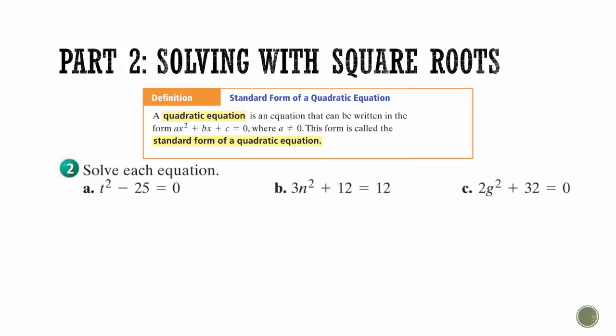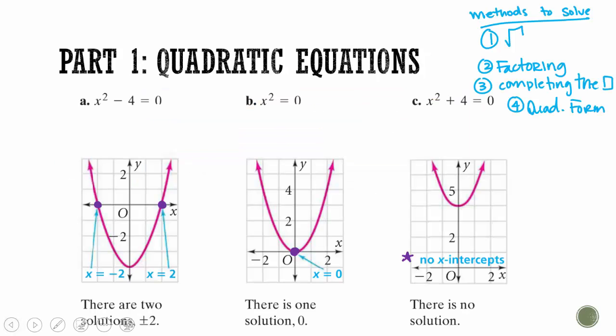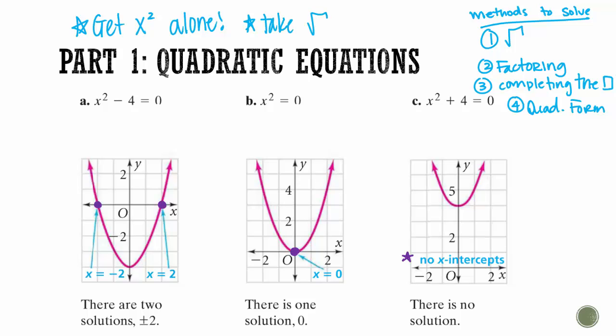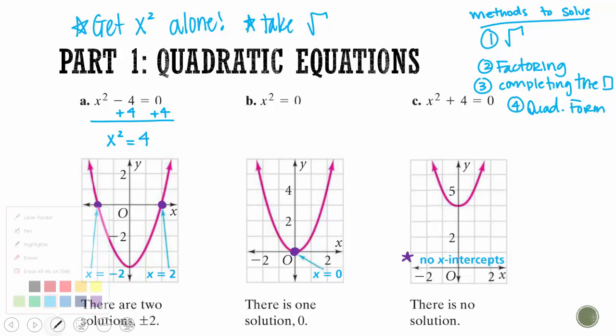And in order to do that, we can start with these ones, but let's go back to these guys here. In order to do that, the first thing you have to do is get x squared alone. And then remember, squares and square roots undo each other. So once x squared is alone, you're going to take the square root. So this one, x squared is not alone, but to get it there, I'm going to add 4 to both sides. So I get x squared equals 4. And then to undo this squaring thing, I'm going to take the square root of both sides.